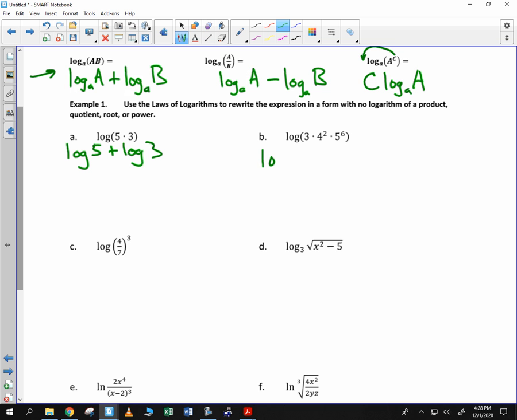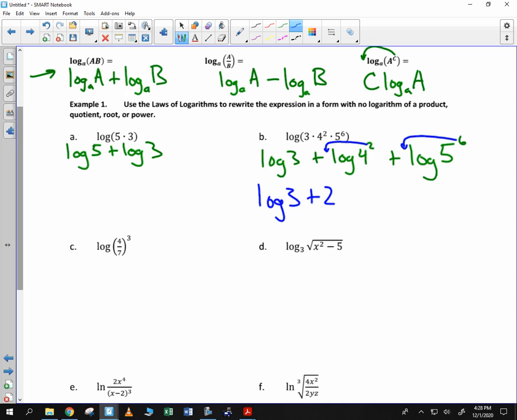This one we will have the log of 3 plus the log of 4 squared plus the log of 5 to the 6th. So we've separated the multiplication, and now we will dump those out front. Log of 3 plus 2 log of 4 plus 6 log of 5. And we're done.